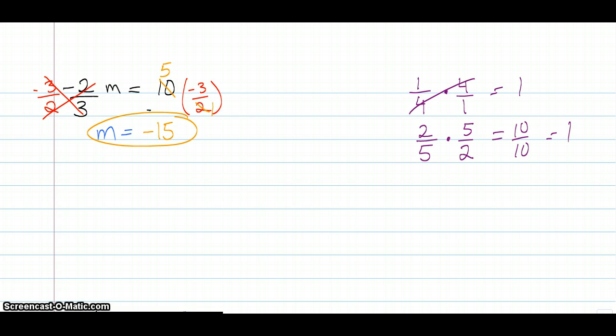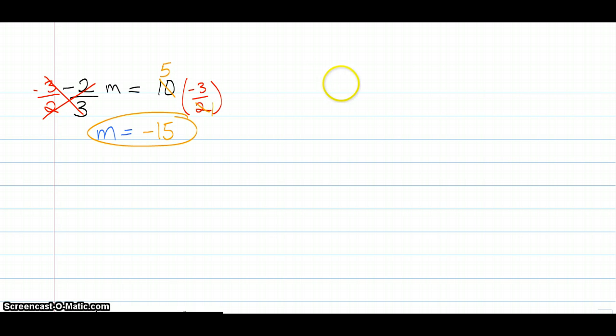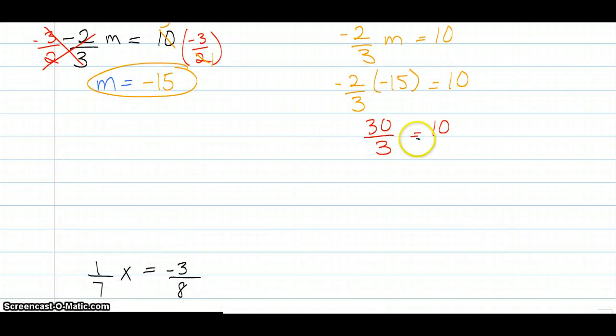Now let's check. When I check it, I have negative 2/3 times m is equal to 10. So negative 2/3 times negative 15, I really need that to equal 10. So this gives me a positive 30 divided by 3. So I do numerator times numerator, denominator times denominator, is equal to 10. 30 divided by 3 simplifies down to 10. 10 equals 10. We did a good job.